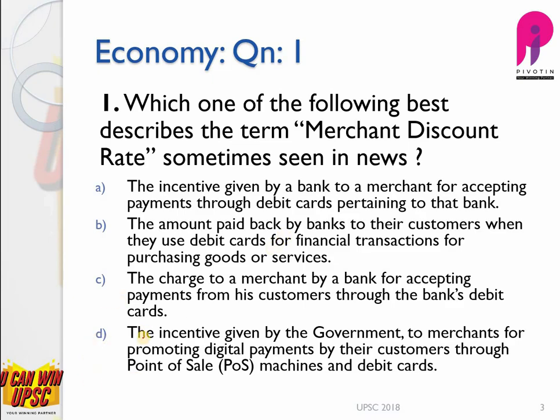So let's take option C. It is the charge to a merchant by a bank for accepting payments from his customers through the bank's debit cards. And this is the correct definition of merchant discount rate. We also get confused with option D, the incentive given by the government. Merchant discount rate was recently in use because of the incentive offered by the government to merchants for promoting digital payments. But that cannot be the definition of merchant discount rate. So the correct answer for this question is option C.